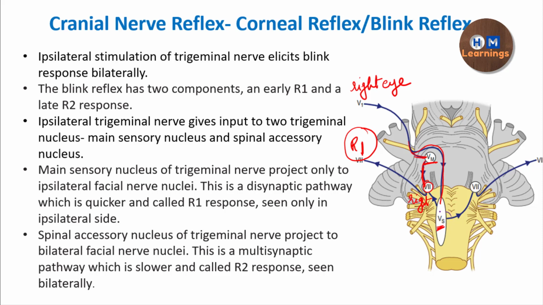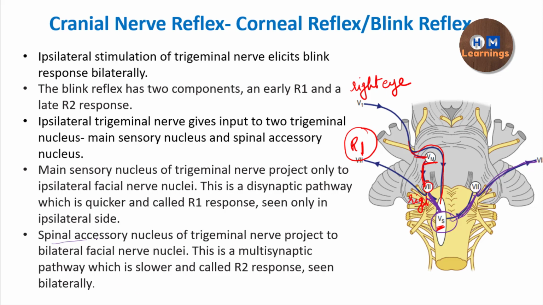From this spinal nucleus of the trigeminal nerve, the projections go not only to the ipsilateral side, that is the right facial nucleus, but also to the contralateral side, that is the left facial nucleus. From there the left facial nerve arises and goes to the left orbicularis oculi, causing the downward motion of the eyelids. So this is called the late component, which is what is written here.